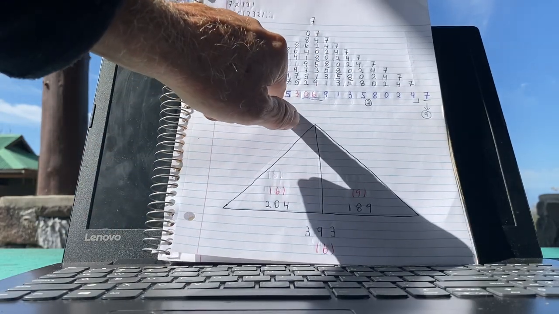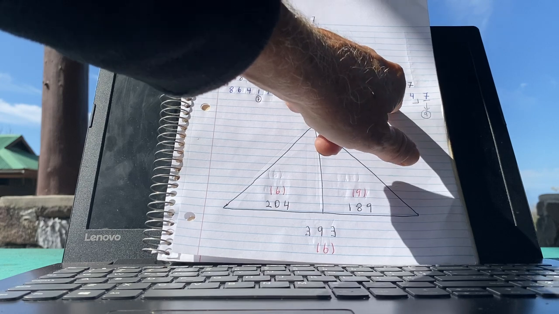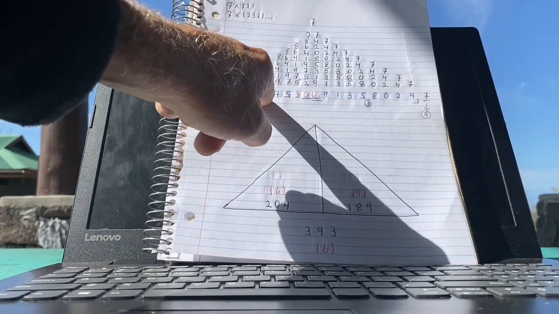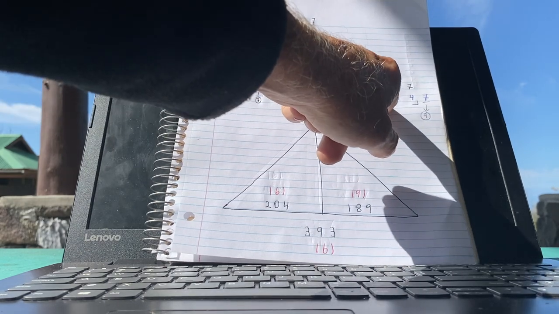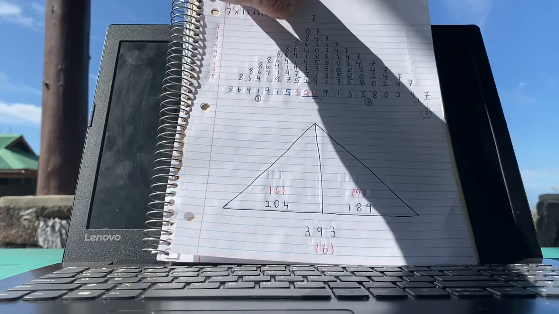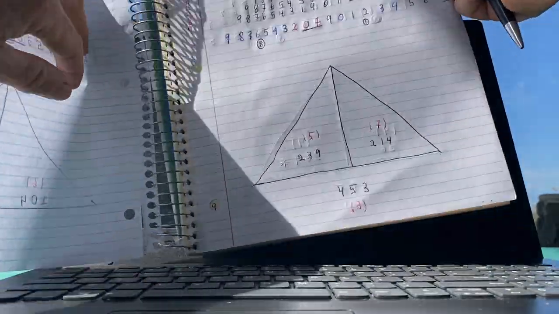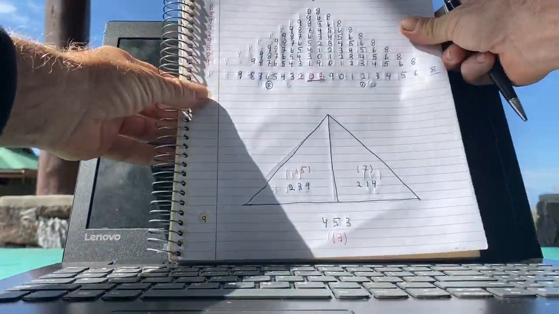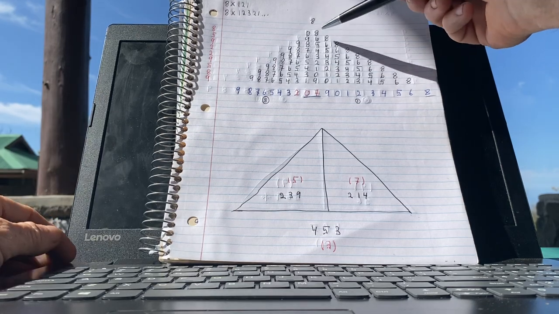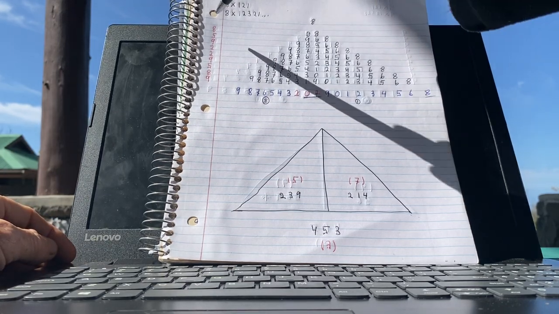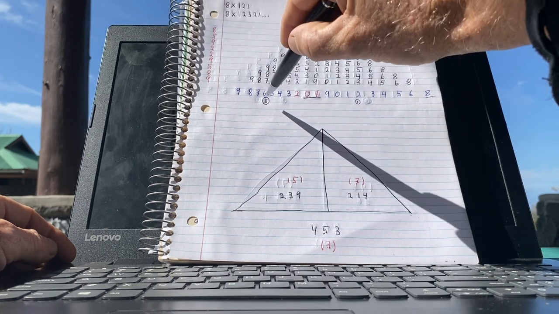This is the left side of 4, and it's the same as the left side of 4 and the left side of 5, the right side of 4 and the right side of 5. 8, same thing. If this is an 8, this must be an 8.